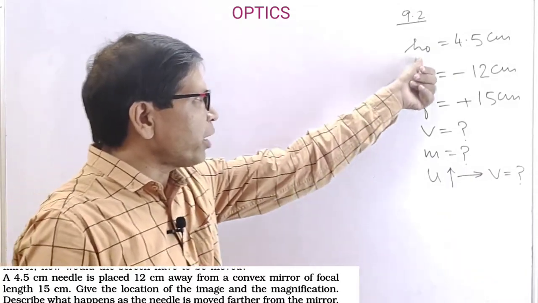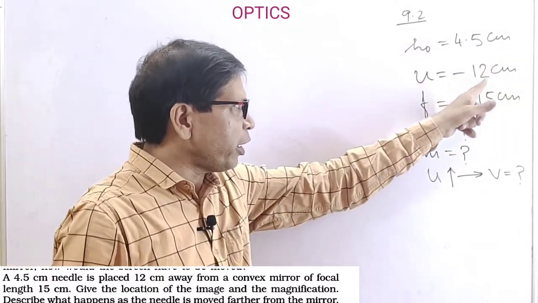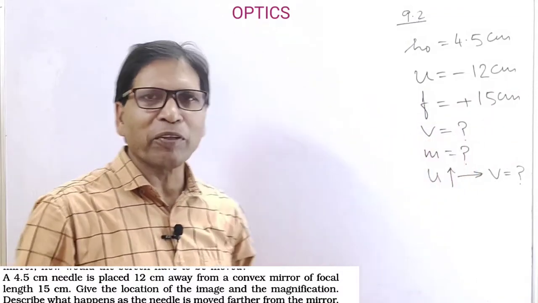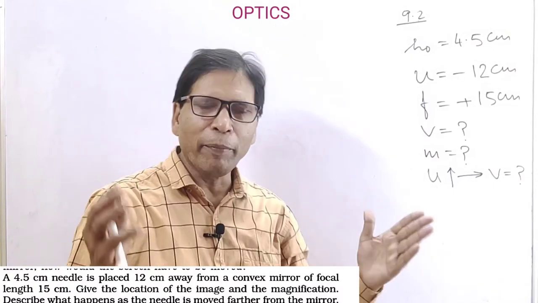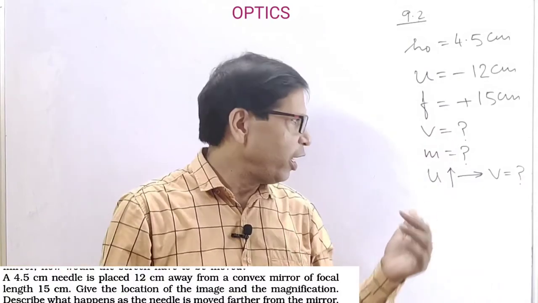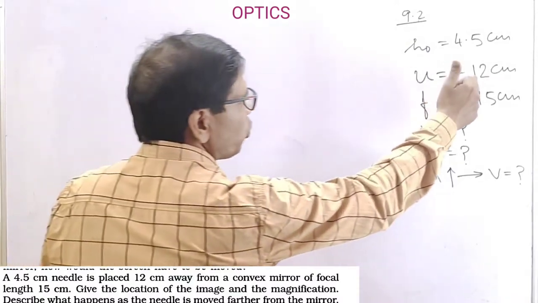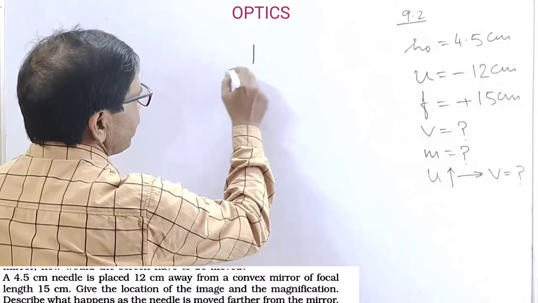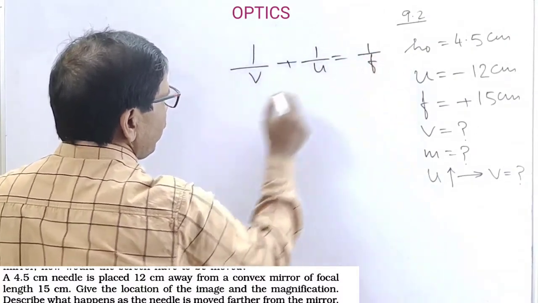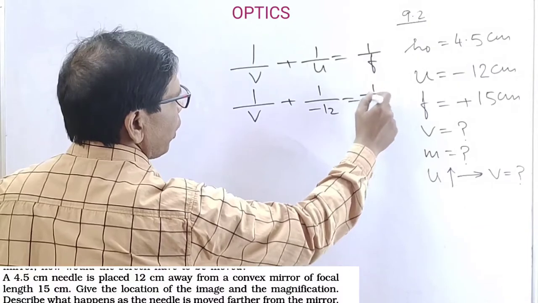Now the NCERT numerical 9.2. Look at this, an object of height 4.5 cm is placed 12 cm in front of a convex mirror of focal length 15 cm. Now we have to calculate the position of the image and the magnification of the image produced by it. What will be the change of V if U increases? Now look at this, here U equal to minus 12, F equals plus 15, this is 1 by V plus this is 1 by U, so this is 1 by F. Now this is 1 by V plus this is minus 12 and this is 1 by 15.